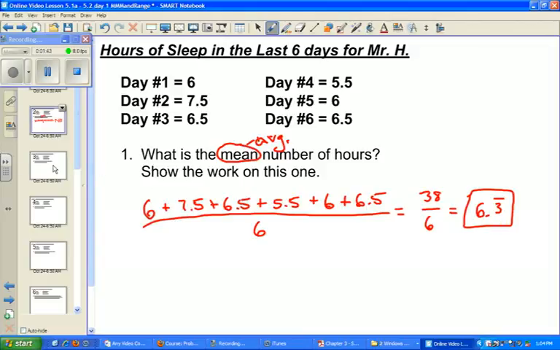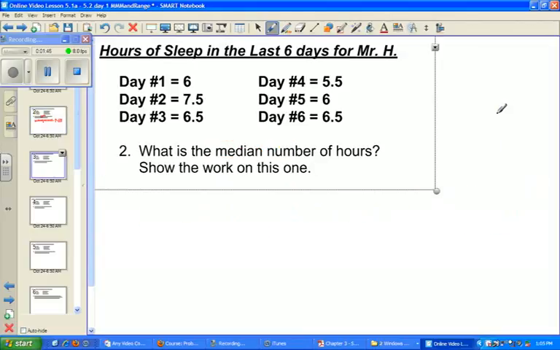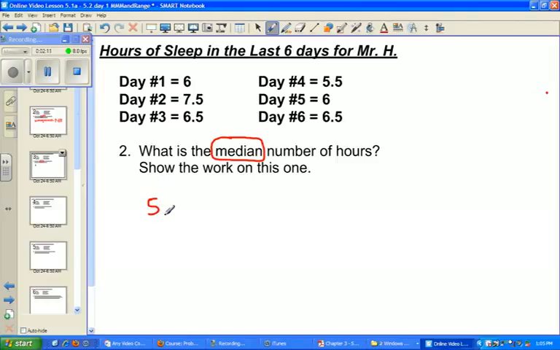Okay, that's mean. Let's take a look at median, the median number of hours. Again, we have to remember what the word median means. I think of the center strip of land in between a freeway. It's called a median. It's in the middle of the road, in between the two sides. Median is the middle number, and I have to remember to list all of the numbers out in order. The smallest number, or the least hours of sleep that I got, was 5.5.